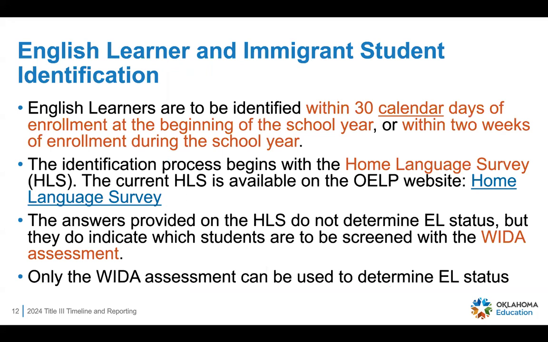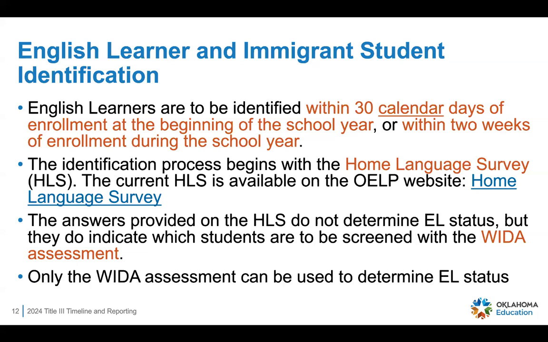So, English learner and immigrant student identification. English learners are to be identified within 30 calendar days of enrollment at the beginning of the school year, or within 10 weeks of enrollment during the school year. I wanted to emphasize and underline the word calendar because the 30 days is not school days, but it is 30 calendar days.